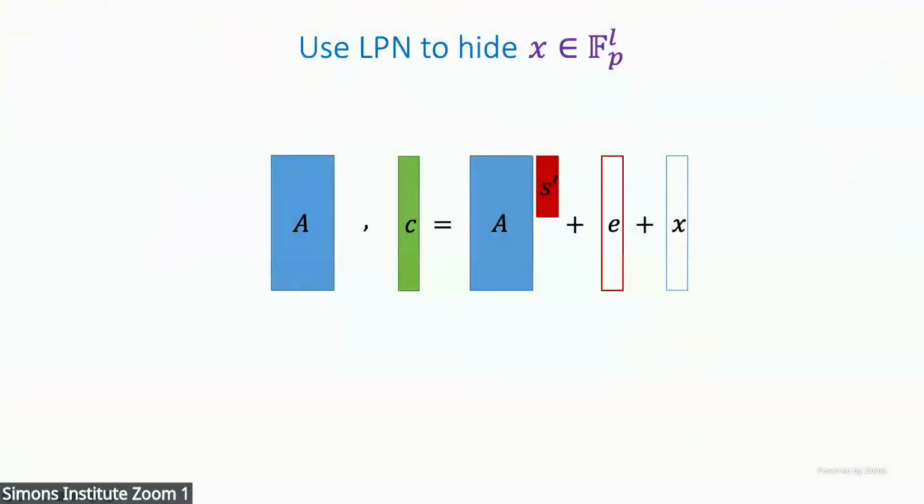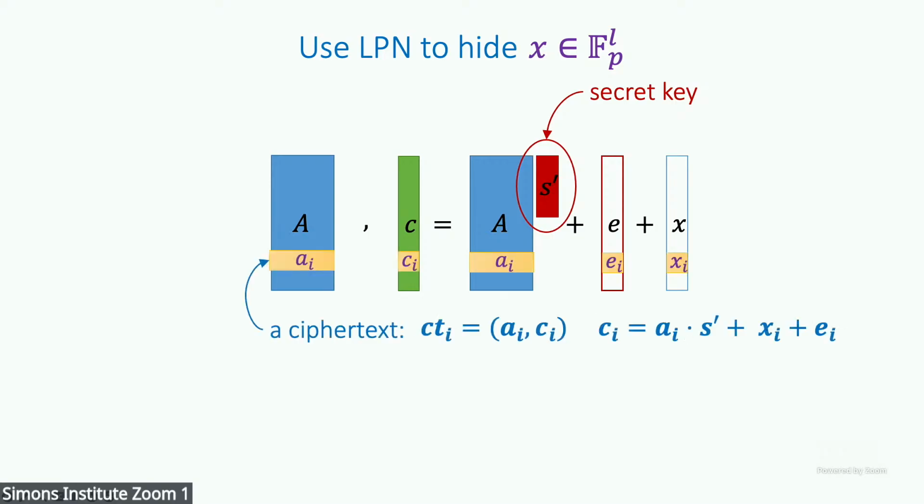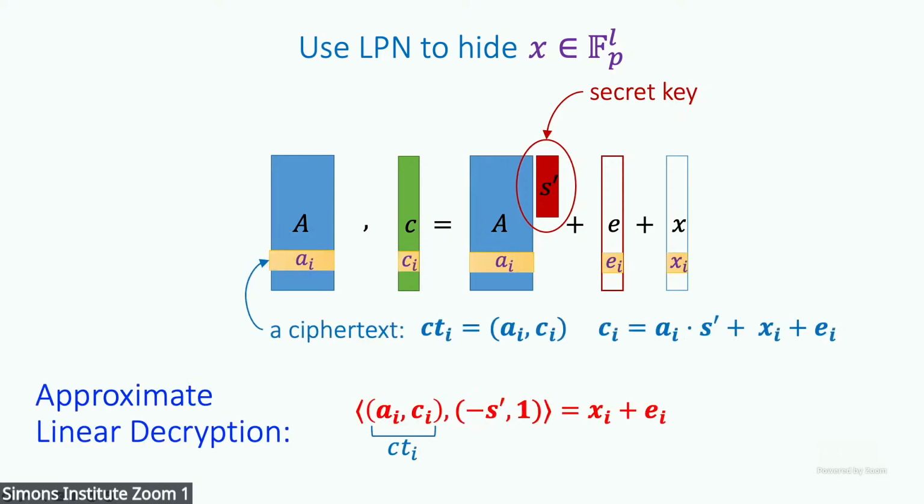Okay, very good. So now that we have LPN, observe that we can use it directly to symmetric key encrypt the input. I can just take my AS plus E and just add X to it, the input. This is symmetric key encryption, not public key encryption. But this is actually really, really nice as an encryption. Let me tell you why. The secret key here is going to be this S prime.